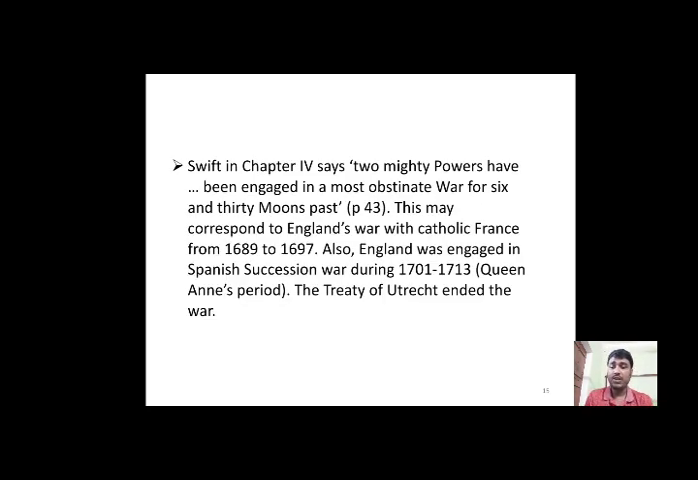Now the references continue as the chapters go on. I have quoted some lines from chapter 4. The two mighty powers have been engaged in a most obstinate war for 6 and 30 moons past. So this again is a clear reference to England's war with Catholic France and England's engagement in the Spanish Succession War. Right, the Spanish Succession War was ended with the Treaty of Utrecht. That is very important. Treaty of Utrecht, which was signed in 1713.